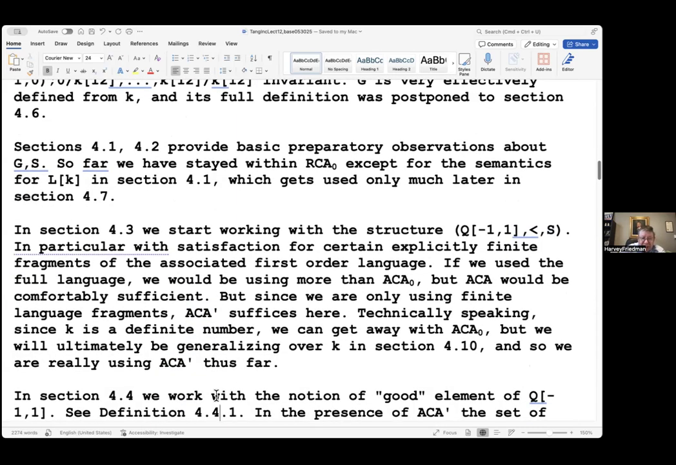because we only have satisfaction for finite complexity. Technically speaking, since K is a definite number, the way we did set this up, we can get away with ACA naught because it's a standard integer, but we'll ultimately be generalizing over K in section 4.10. And so we are really using ACA naught prime thus far. In other words, we're going to reflect on the fact that K was arbitrarily picked, even though it was a particular number the way we developed the reversal. That was just a way of making everything more comprehensible.